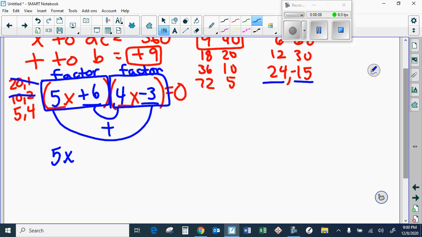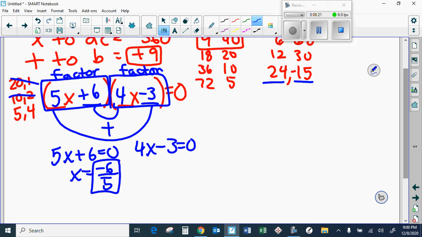So I have 5x plus 6 equals 0. Subtract the 6 across, divide by 5, and I get negative 6/5. And the other one, start with 4x minus 3 equals 0. Add the 3 across, divide by 4, and I get x equals 3/4. The same two answers I had on the previous page. Okay, so that's by factoring.